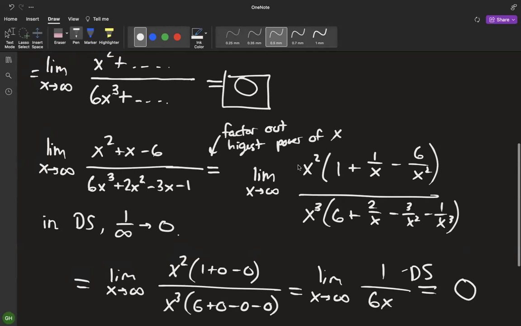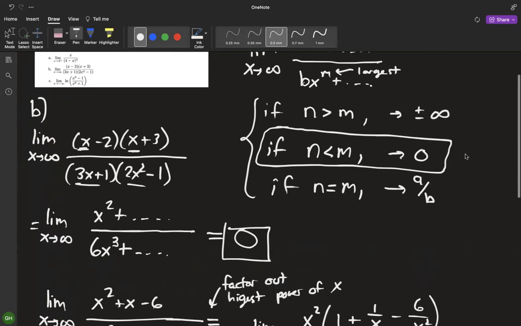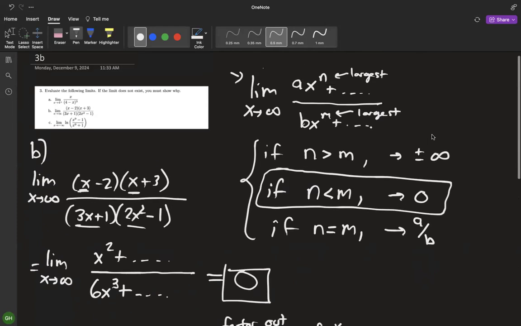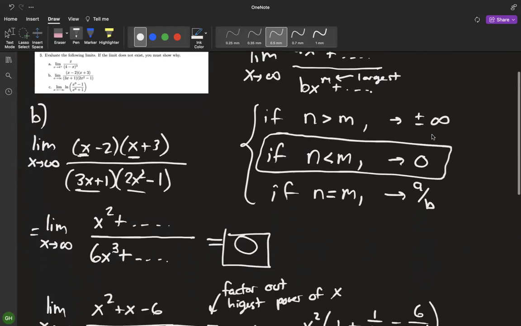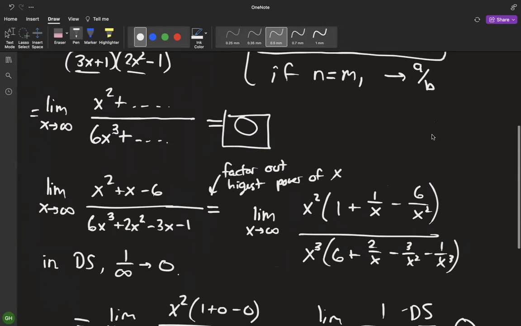So this is sort of the long way to do it, whereas this is the shortcut that we talked about in class. Both are perfectly valid.